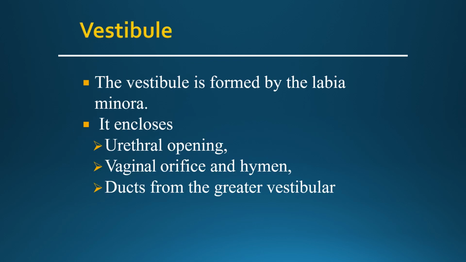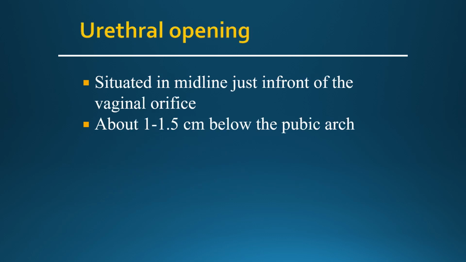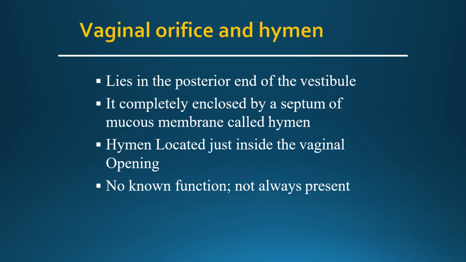The vestibule is formed by the labia minora. It encloses the urethral opening, vaginal orifice and hymen, and ducts from the greater vestibular glands. The urethral opening is situated in the midline just in front of the vaginal orifice. It is about 1 to 1.5 cm below the pubic arch. The vaginal orifice lies in the posterior end of the vestibule.